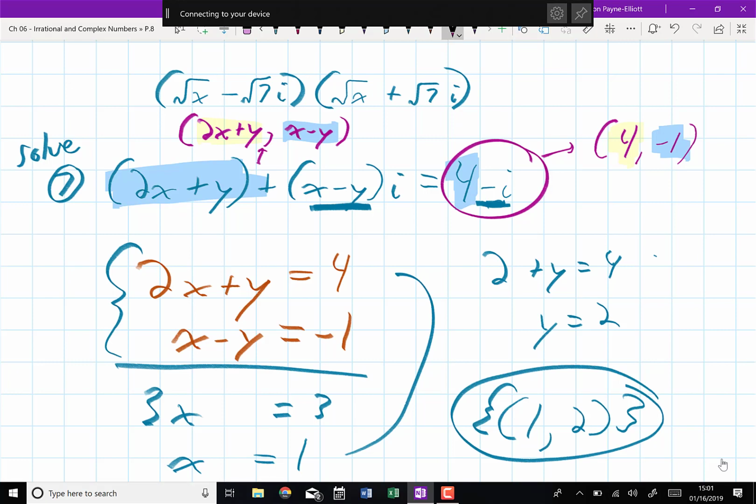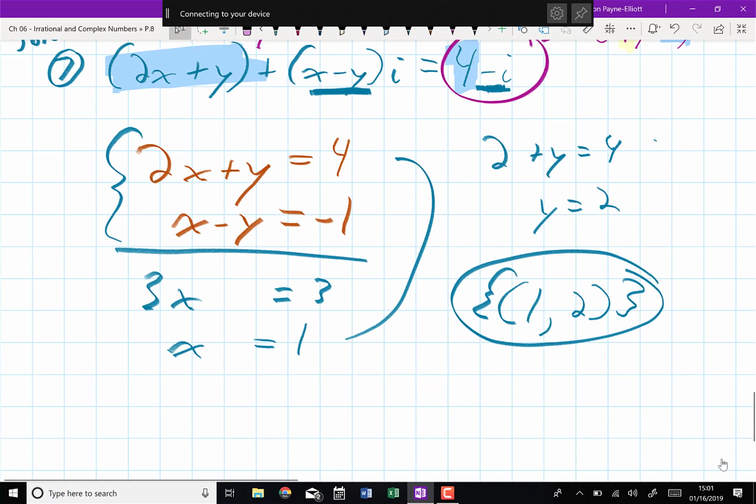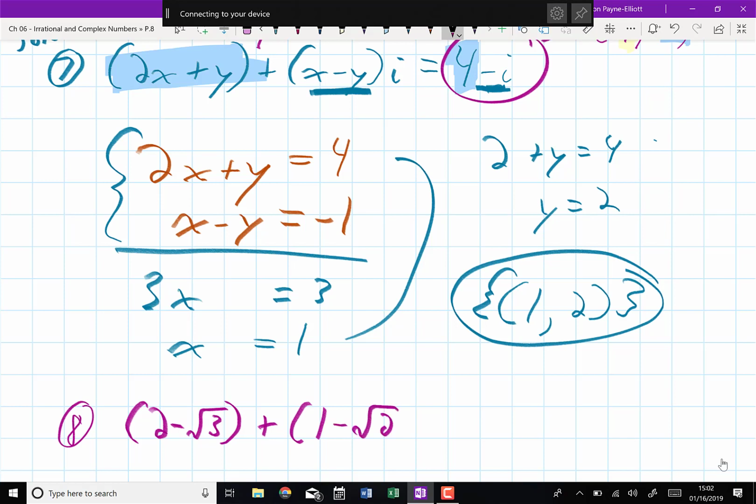Okay. We're going to do a grand finale problem here. Well, Ben's going to want to see this one. 2 minus root 3 plus 1 minus root 2 i. We're going to take this complex number, which is already simplified. You can't do anything with it. The 2 minus root 3 is the real part. The 1 minus root 2 is the imaginary part.